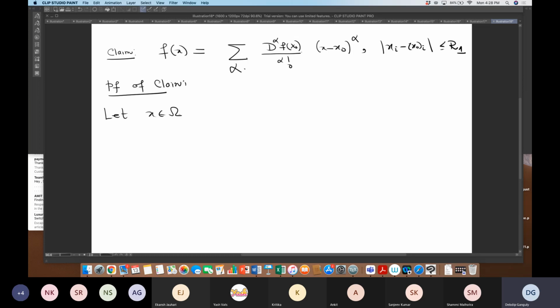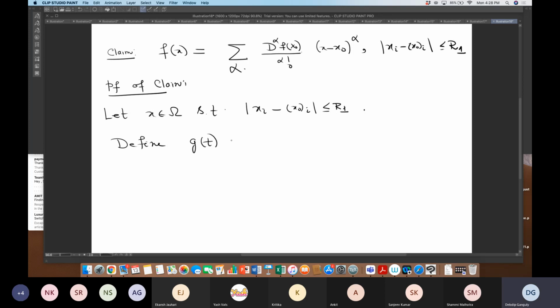Proof of the claim. Let x belong to omega such that x lies in this set. Now you define it. So the main idea is I have to write down the power series, Taylor's expansion.